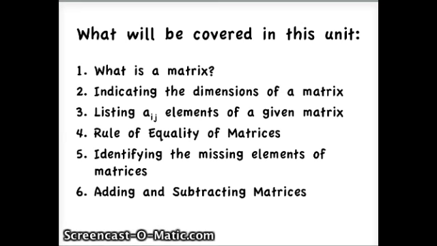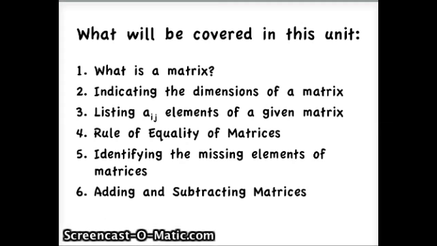This is a brief overview of what we'll be covering. Don't worry about the specific terms yet. I just want to give you a brief summary of what will be covered. First, what is a matrix? Second, indicating the dimensions of a matrix. Third, listing the Aij elements of a given matrix. Fourth, the rule of equality of matrices. Fifth, identifying the missing elements of matrices. And sixth, adding and subtracting matrices.